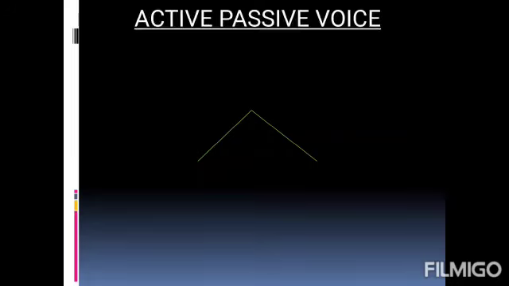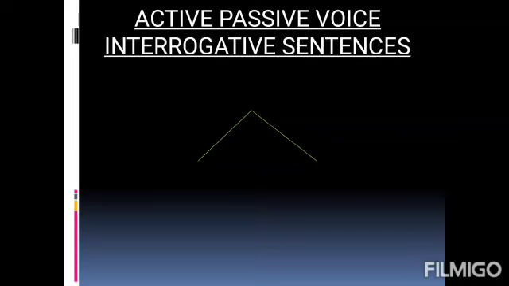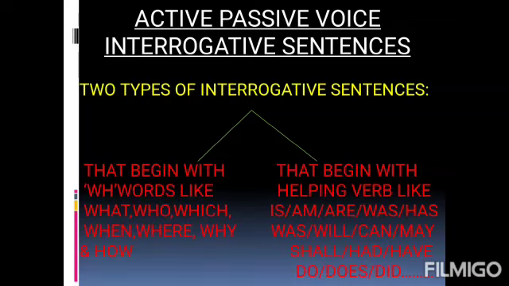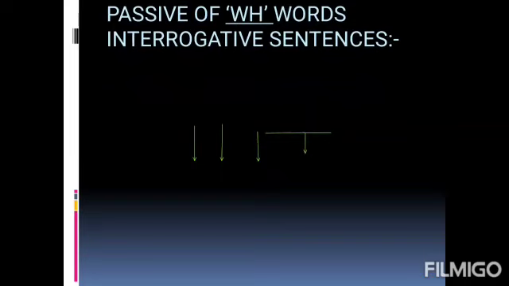Moving on to the next, now we will see the active passive voice of interrogative sentences. We all know that interrogative sentences are of two types. First, there are sentences that begin with WH words like what, who, which, when, where, why, and how. And the other type is the sentences that begin with a helping verb like is, am, are, was, has, will, can, may, shall, had, have, do, does, did, and so on. Now let's see how to convert WH word interrogative sentences into passive.